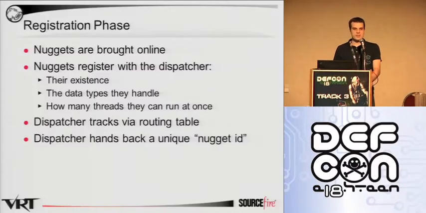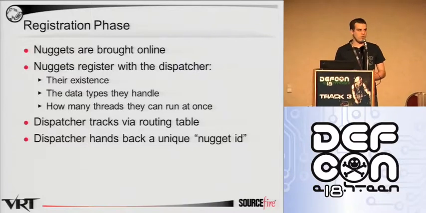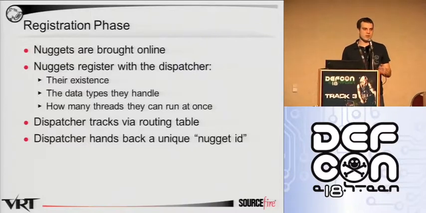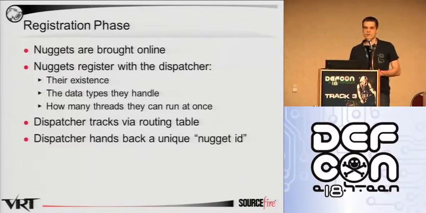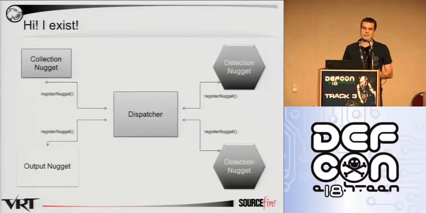Because we designed this as a decentralized, distributed framework, all of the different nuggets have to be able to be added and removed fairly easily. And they achieve this via an API function call called register nugget. We're going to talk a little bit more about the API later. Patrick will get to that. But for now, just know that it essentially lets the dispatcher know that it exists.